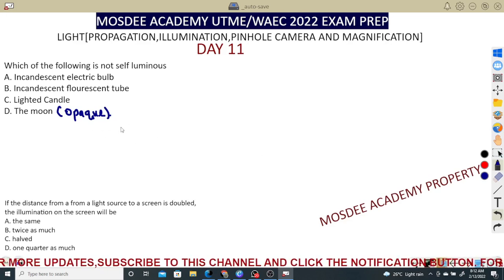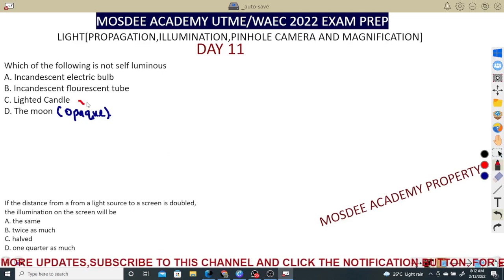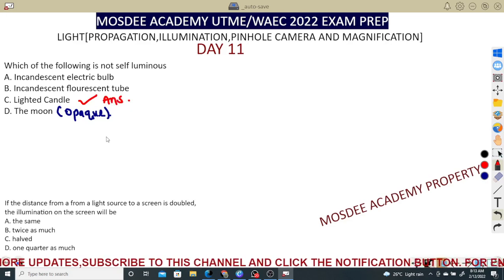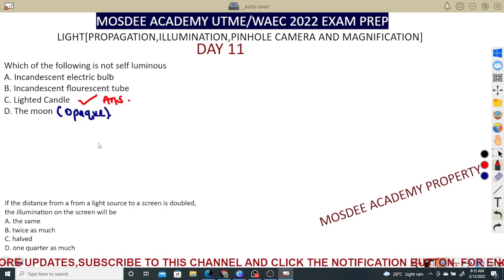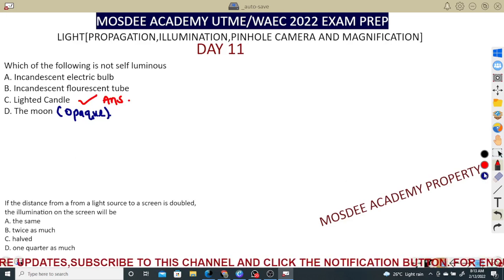So the one that is not self-luminous is nothing but the lighted candle, and that is the answer. Please be careful not to give the examiner marks. You need to understand the concept very well. On to the next question. The next question, I think question 6.